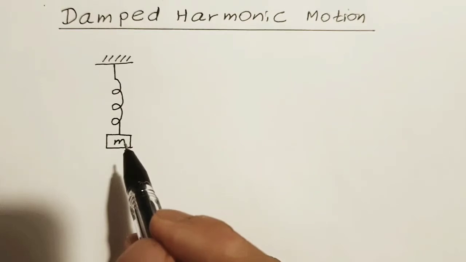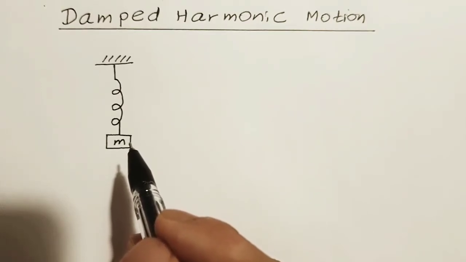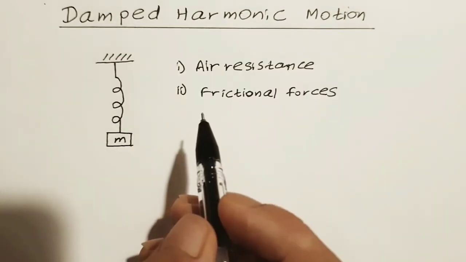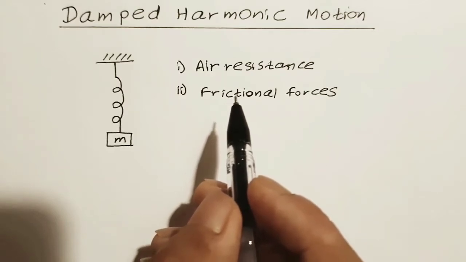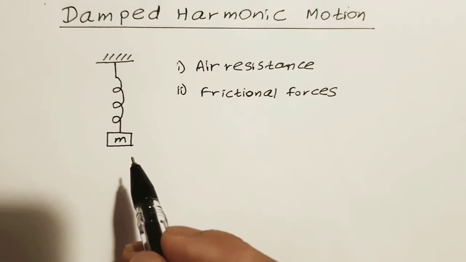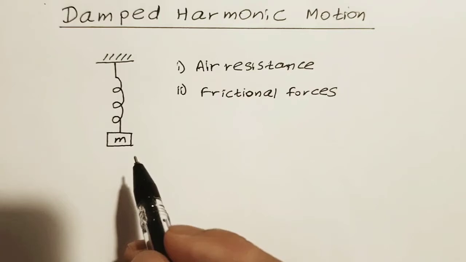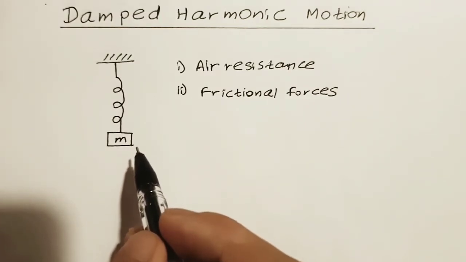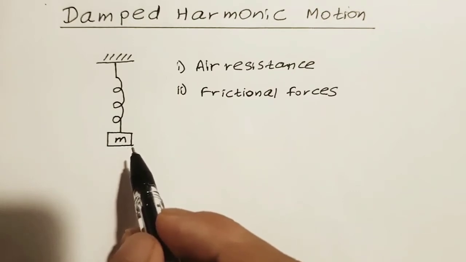But here, we consider real life situations. In the previous section, the amplitude was a constant, as the amplitude doesn't change in the ideal system. But in real life, we have air resistance as well as frictional forces acting on this mass m which is oscillating. So this mass cannot move freely, and the amplitude of this mass would decrease eventually with time.